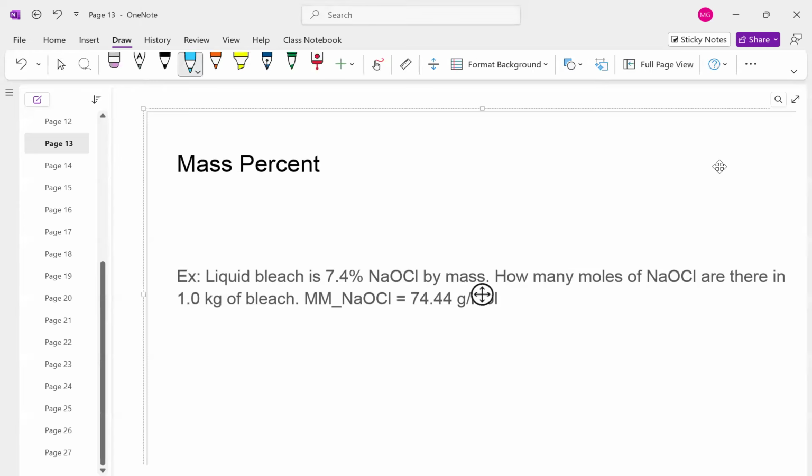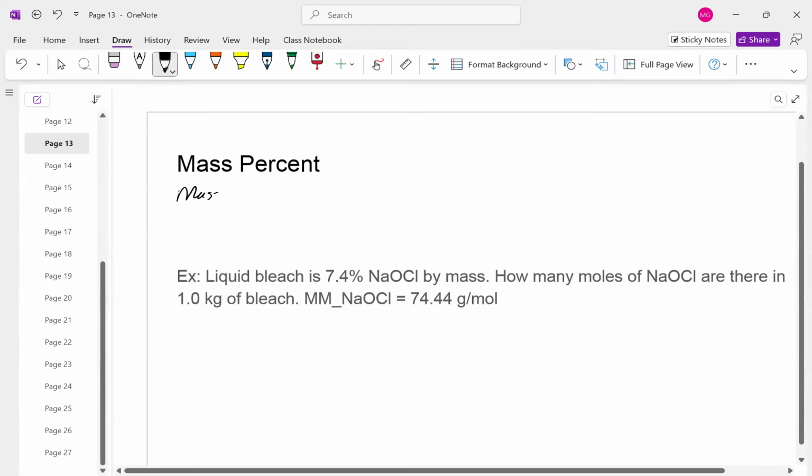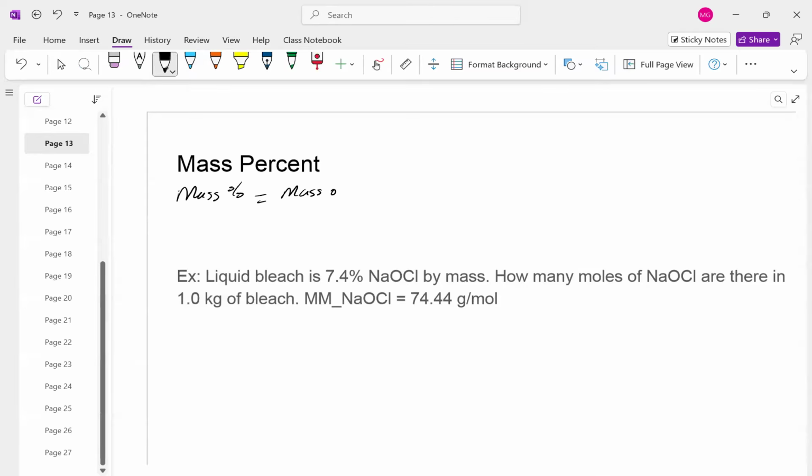And in mass percent, we're going to relate the mass of the solute to the mass of the solvent. I'm sorry, the solution. And then we multiply by 100 to put it into a percent.